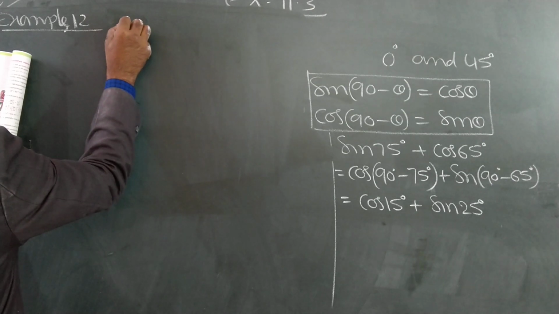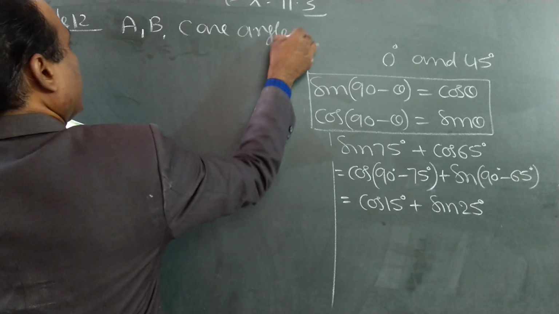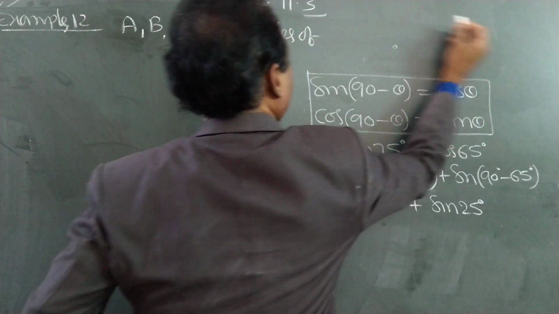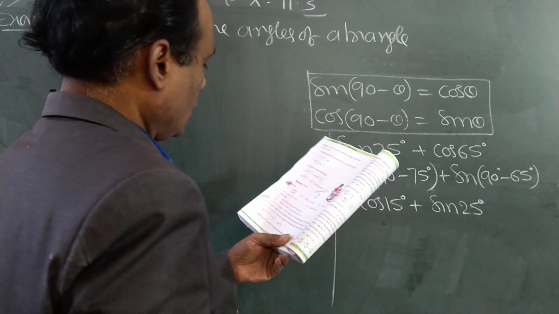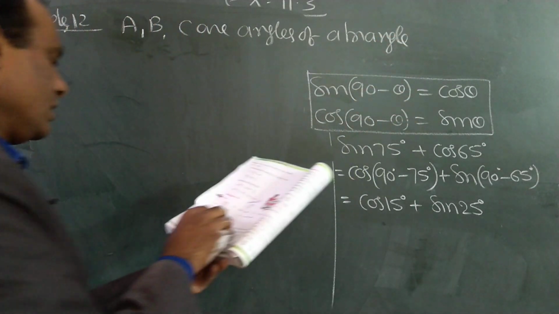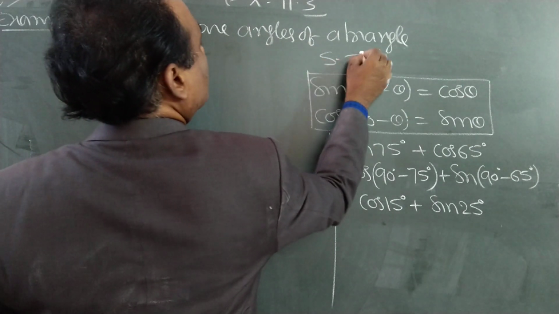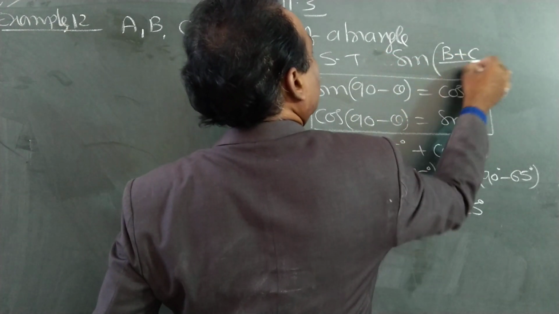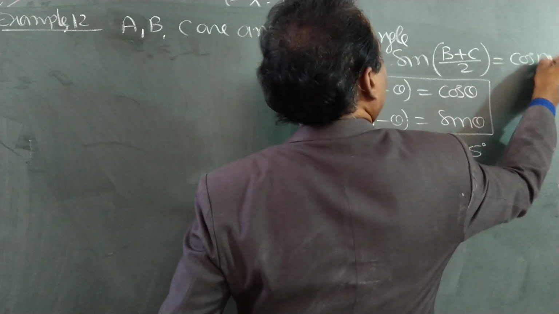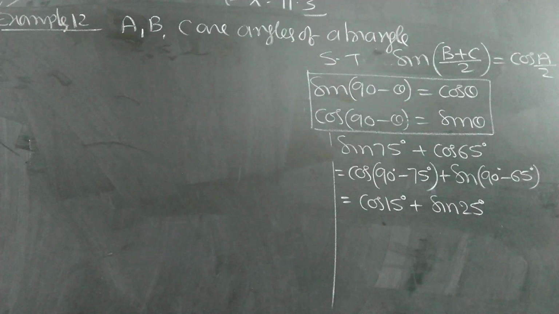Example 12. Write down. A, B, C are angles of a triangle. Show that sin of (B plus C) by 2 is equal to cos A by 2. This is the proof. So this is the question. This is also an important example, so write down this example and do it.